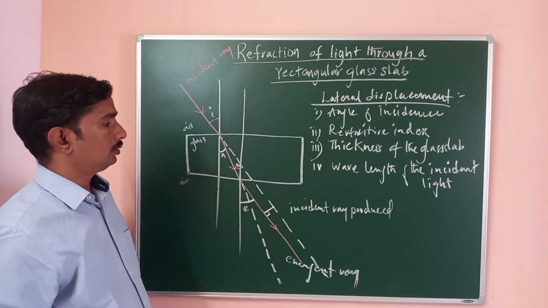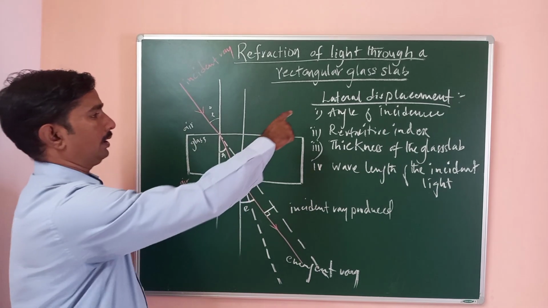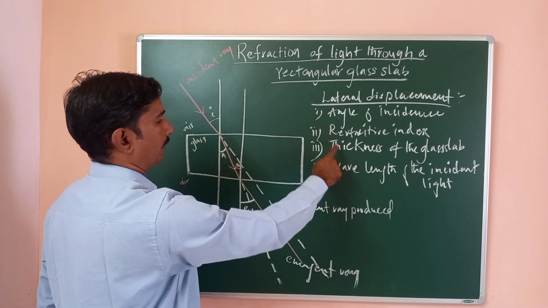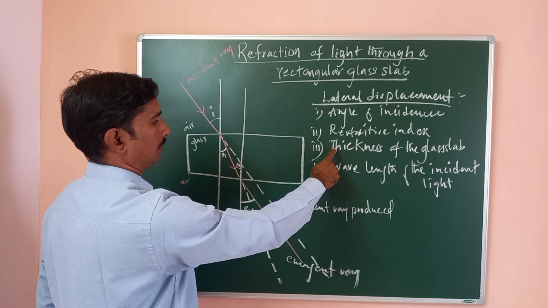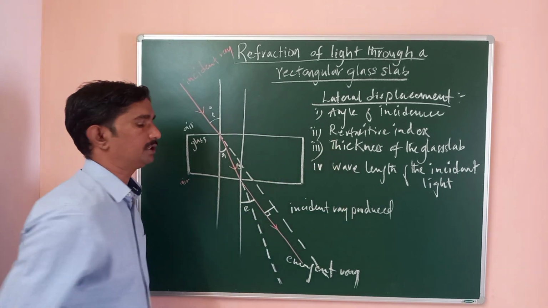This is how lateral displacement is affected by these four factors: the angle of incidence, the refractive index of the glass slab, the thickness of the glass slab, and the wavelength of the incident light used.